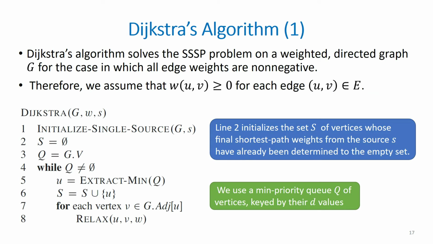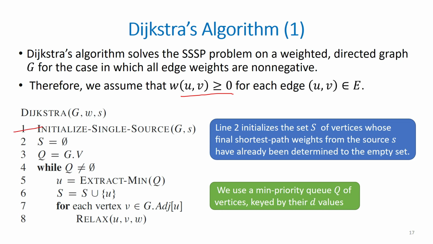The second SSSP algorithm is the infamous Dijkstra algorithm. Unlike the Bellman-Ford algorithm, Dijkstra's algorithm solves the SSSP problem on weighted and directed graphs that have non-negative edge weights. That means W of UV is greater than or equal to 0 for each edge UV in the graph. This is how it works.